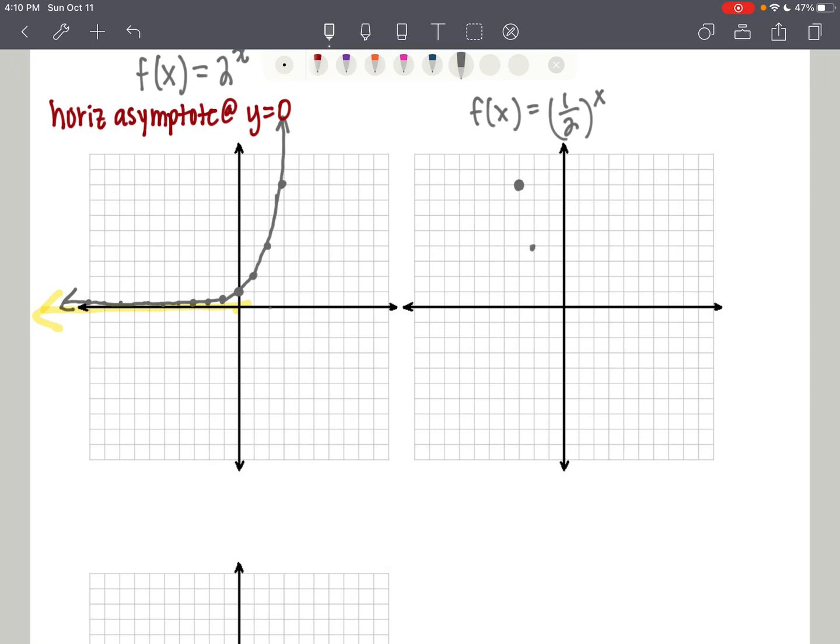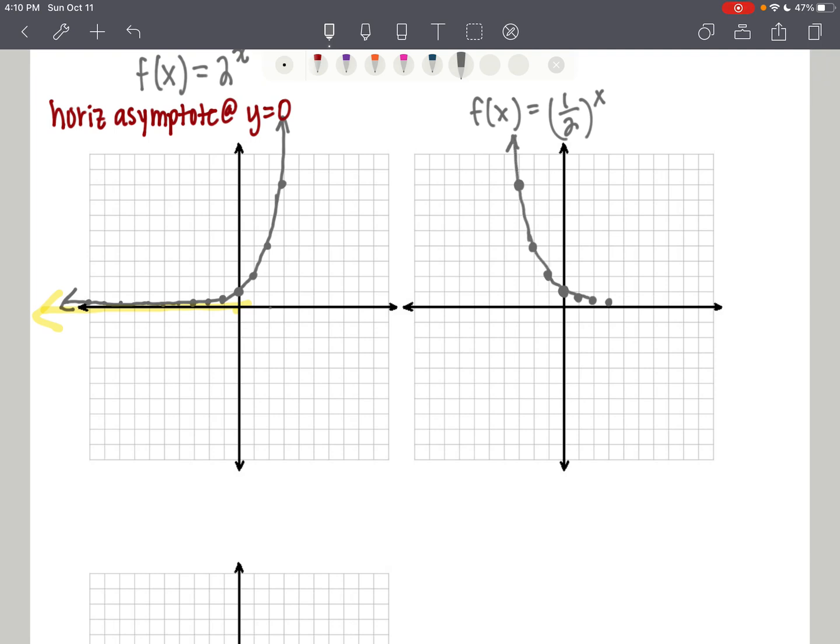If I put a negative 2 in, I get a 4 out. If I put a negative 1 in, I get a 2 out. If I put a 0 in, I get a 1. If I put a 1 in, we get 1/2. If I put 2 in, 1/4. 3 in, 1/8, and so on and so forth.